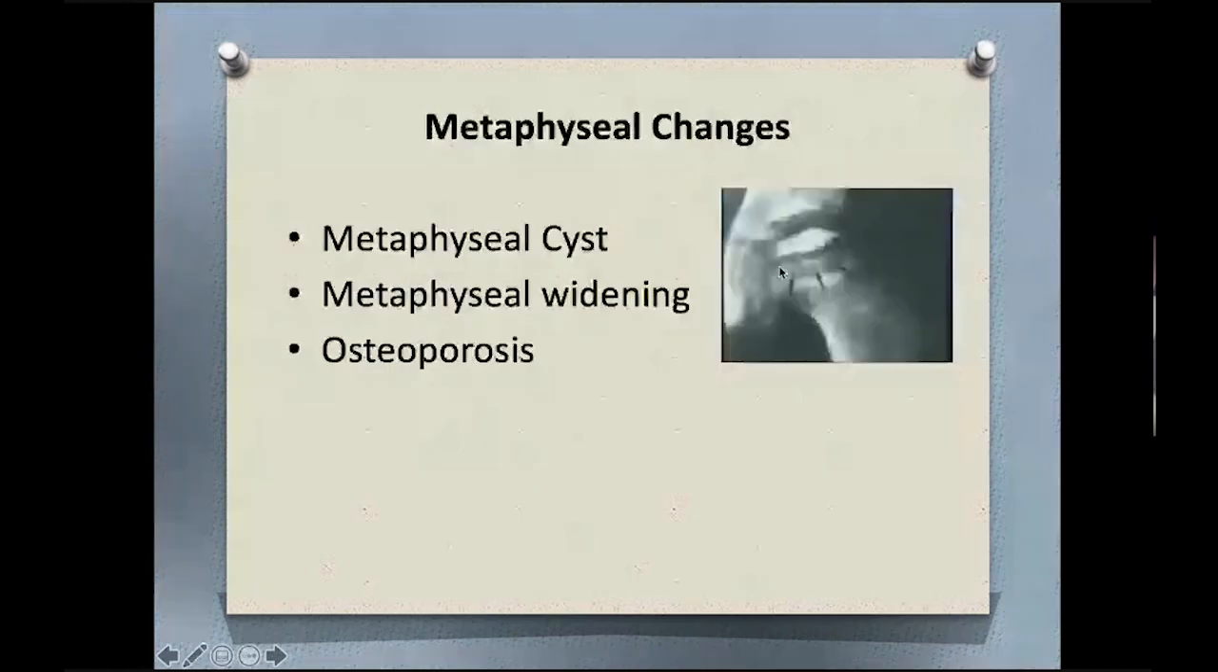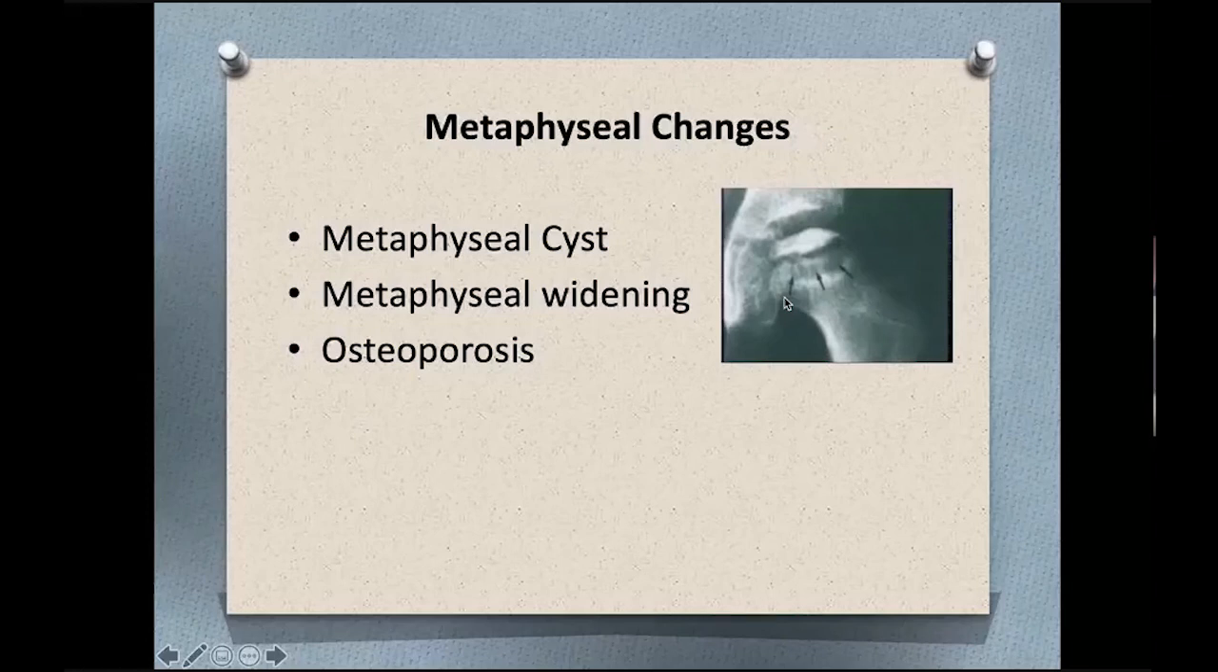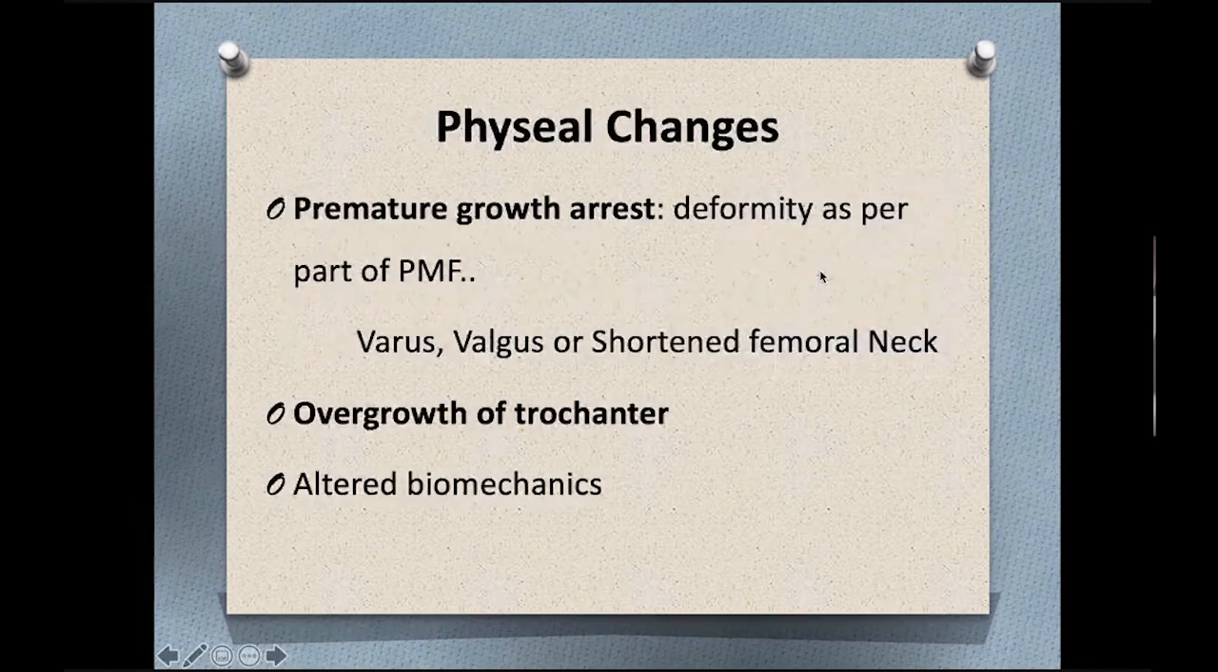If this portion of the physis is involved, it will not grow, and this portion will grow, therefore there will be coxa vara. But if this portion of the physis is involved and it is not growing, this portion will grow more, so it will produce a coxa valga. But when the whole of the physis is involved, then there is the short neck deformity. So metaphyseal changes produce coxa vara, coxa valga, and shortened femoral neck.